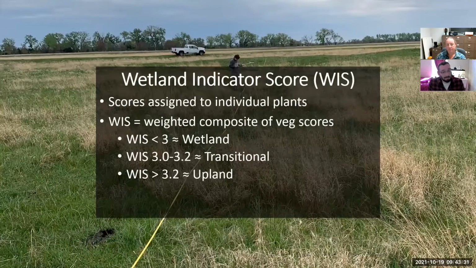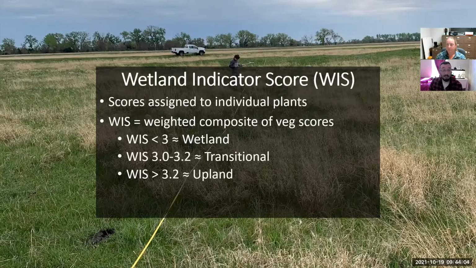And what I'm doing is, the first models I used were trying to predict wetland indicator score using macroinvertebrates and ecosystem variables, right? So I was trying to find relationships between the macroinvertebrate communities and wetland indicator score. Just a quick overview of what wetland indicator score is. Wetland indicator scores are assigned to individual plants, and then you take a weighted composite of those vegetation scores to calculate the overall wetland indicator score for a site.